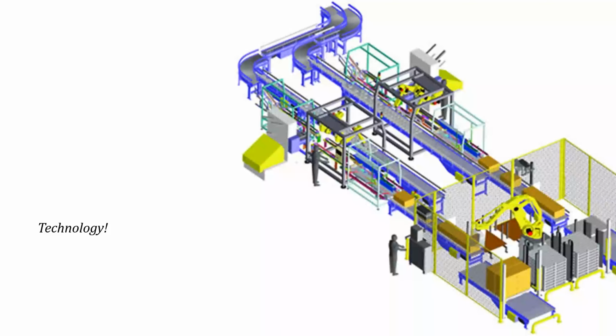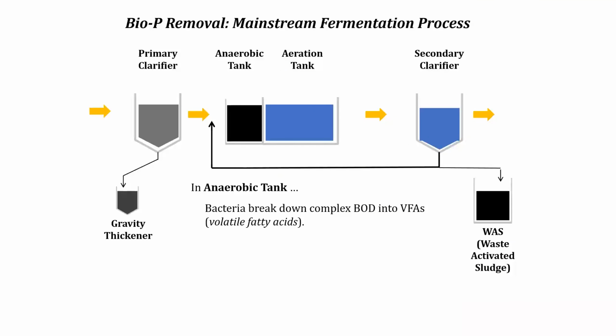So the engineering community has come up with some design strategies for building plants to provide phosphorus removal. And let's review that. We talked about them last week.